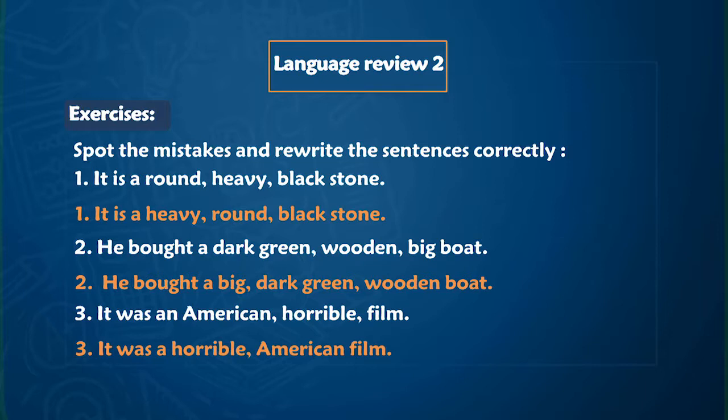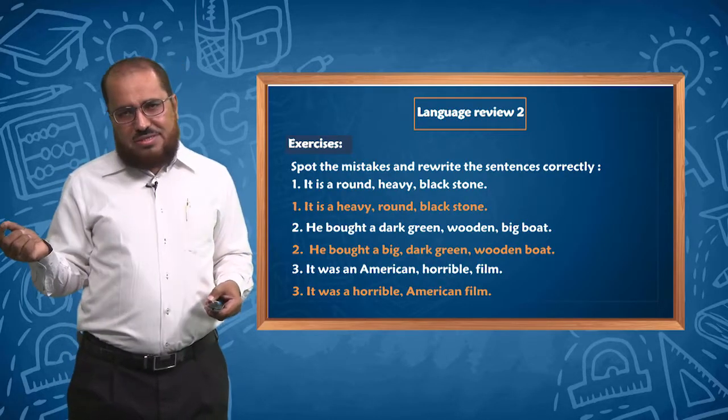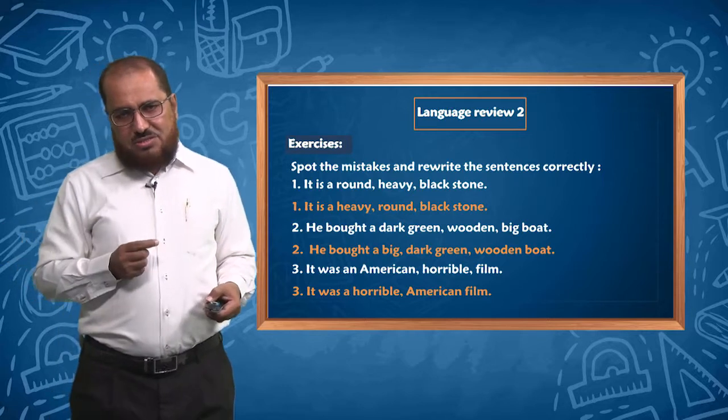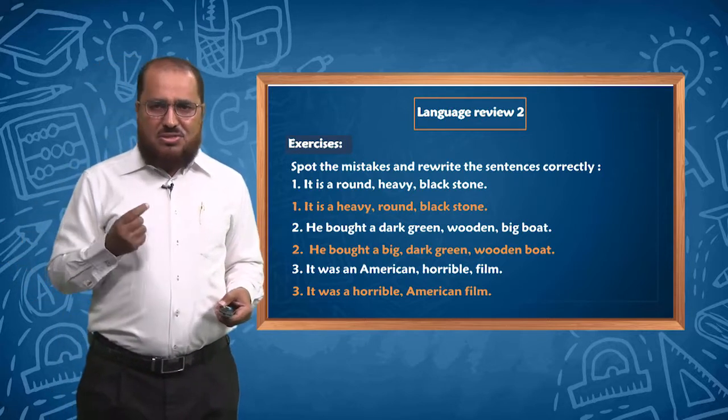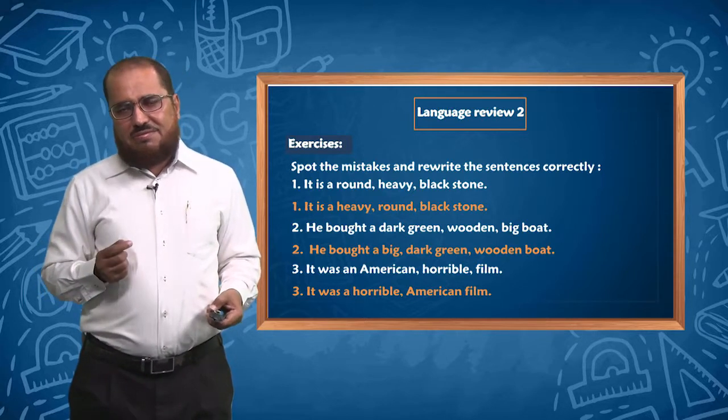It was a horrible, not an, because in the exercise the an comes before American. Here it is a, and there is a consonant h, the ha sound. Okay, a horrible American film.